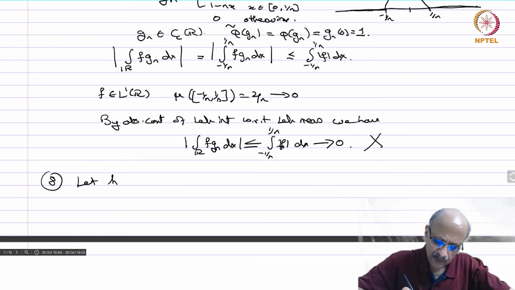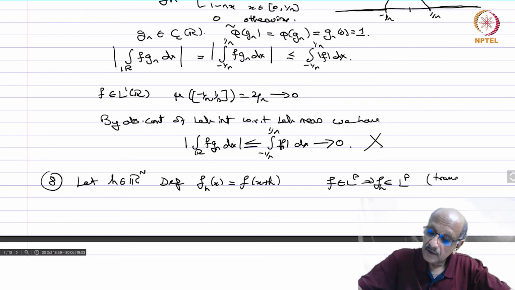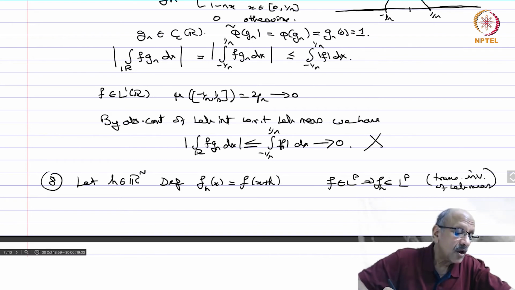Let h belong to R^n be a vector. Define f_h of x as just a translate. So this is f of x plus h. So Lebesgue measure is translation invariant. So f in L^p implies f_h is in L^p, by translation invariance of the Lebesgue measure.